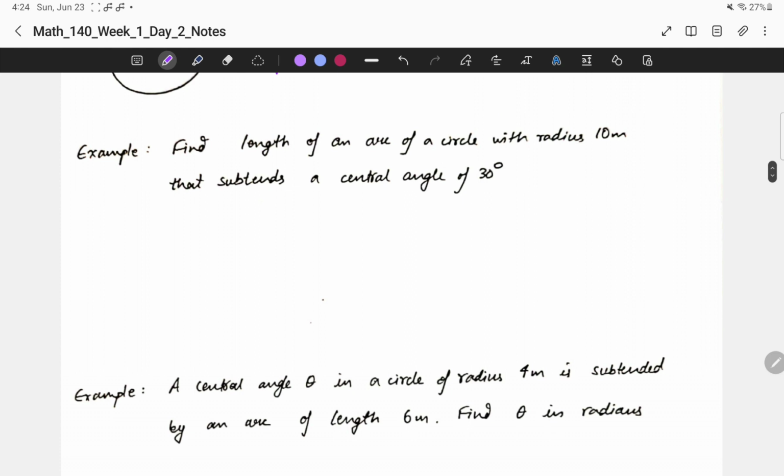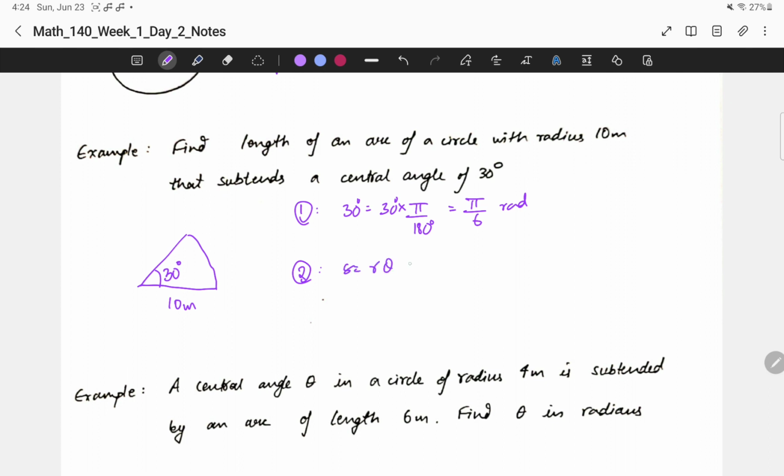Let's look at an example. Find the length of the arc of a circle with radius 10 meters that subtends a central angle of 30 degrees. Central angle just means that this angle is given to you to be 30 degrees. Now this is not in radians, so I'm going to first convert it into radians by multiplying it by pi over 180. That becomes pi over 6 radians. Then I use S equals r theta, 10 times pi over 6, that's 5 pi over 3 meters.